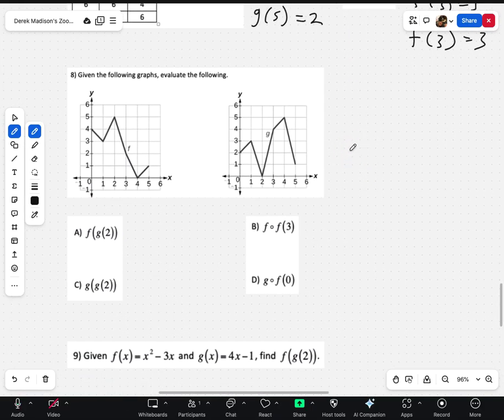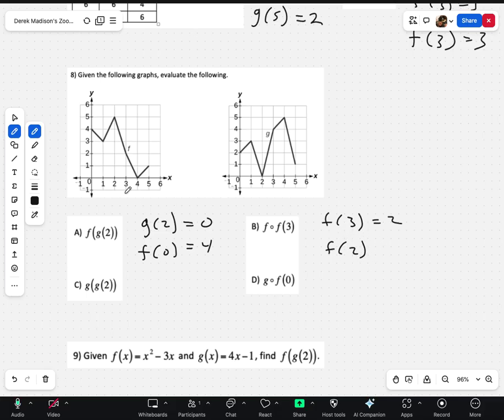So here's the same idea, but reading from a graph instead of a table. So f of g of 2, and let's see, this graph is, there's f, and then that's g. So g of 2 equals 0, so then I have to find f of 0. Coming over here, that would be 4. f of f of 3, so we'll do f of 3 first, plug 3 in, and we get out 2. And then that means we're going to evaluate f of 2 and plug 2 in, and we get out 5.